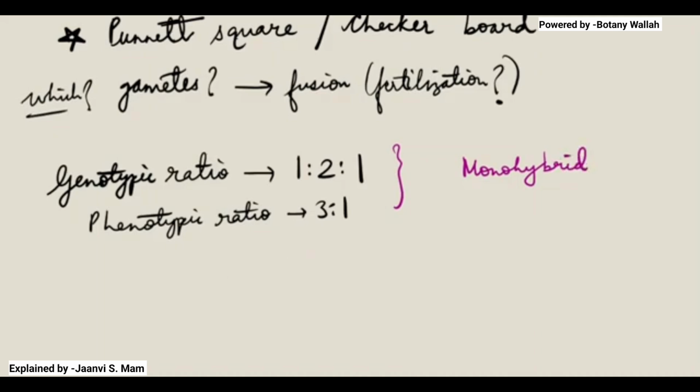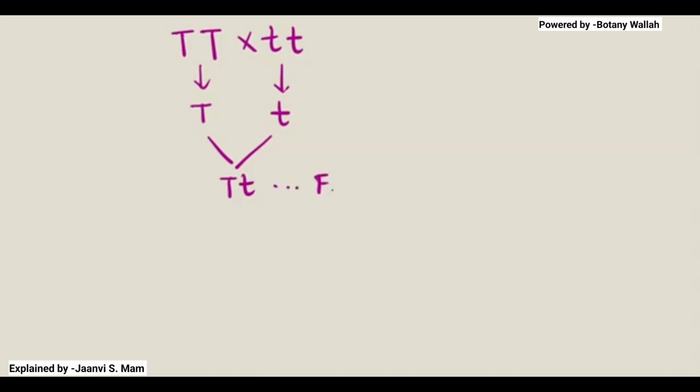Let us see the monohybrid cross once again. We had taken capital T, homozygous tall, and crossed it with homozygous dwarf. Since these two alleles were the same, we took capital T, and since these two alleles were the same, we took small t. The fusion of gametes occurred and you got capital T, small t. This is the F1 generation. Then we had to do selfing, so we crossed capital T, small t with capital T, small t.